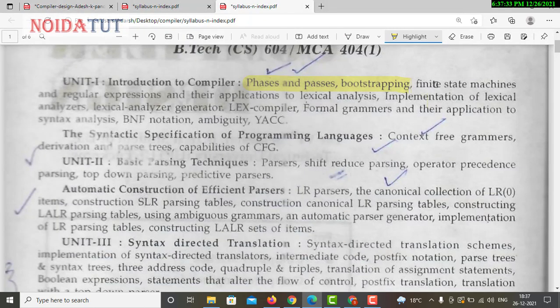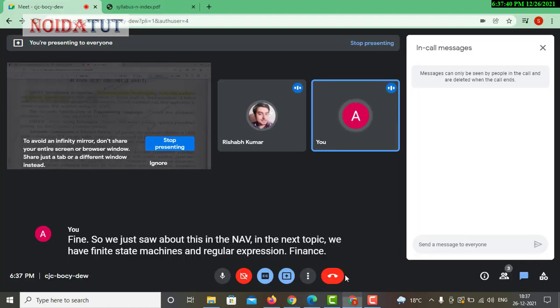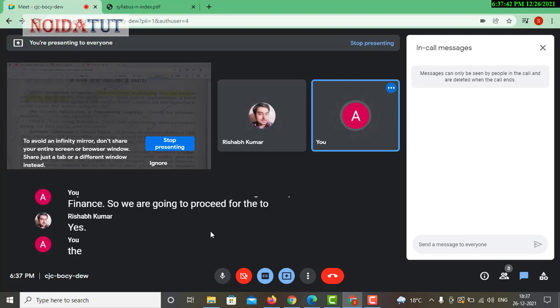In the next topic we have finite state machines and regular expressions. Fine, Rishabh. So we are going to proceed further to the next chapter now.